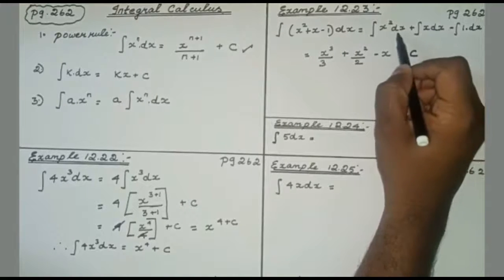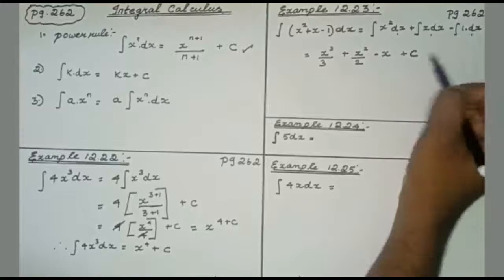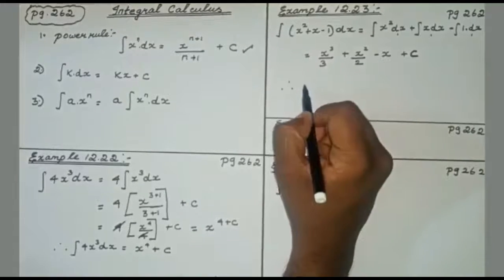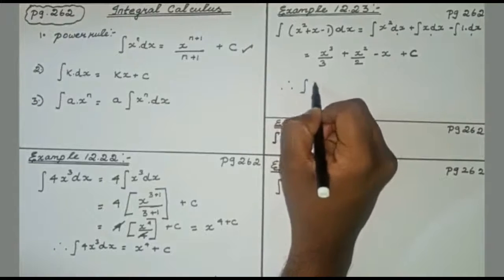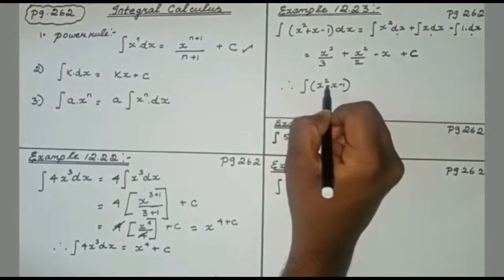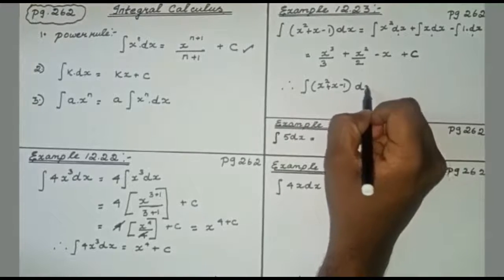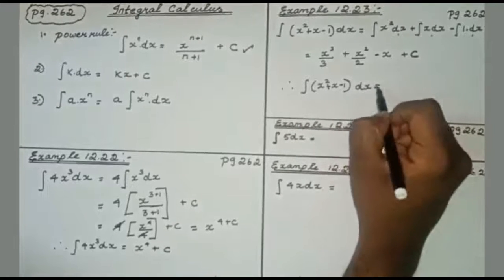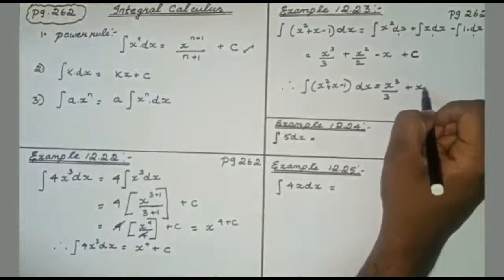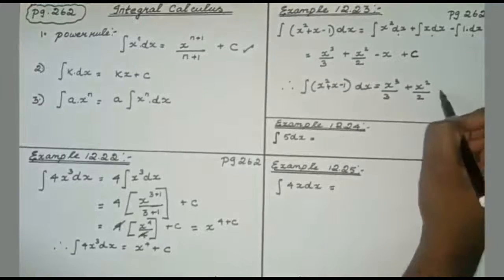Integrating the value 1, we have to understand that it will give x, so with the minus sign before it, it will be minus x, and since this has been integrated, we have to add plus c. So the concluded value for example 12.23 will be x cube divided by 3 plus x square divided by 2 minus x plus c.